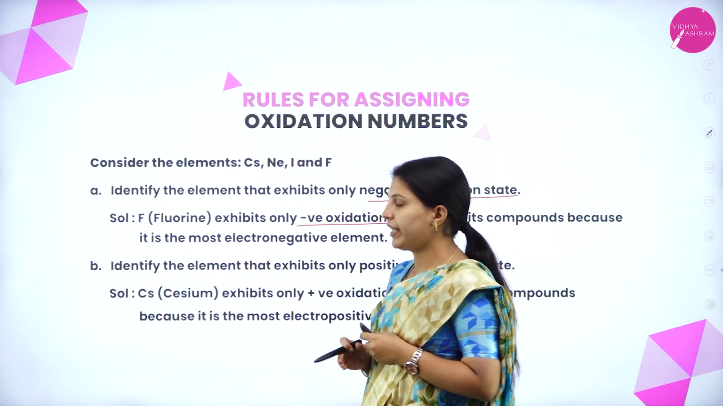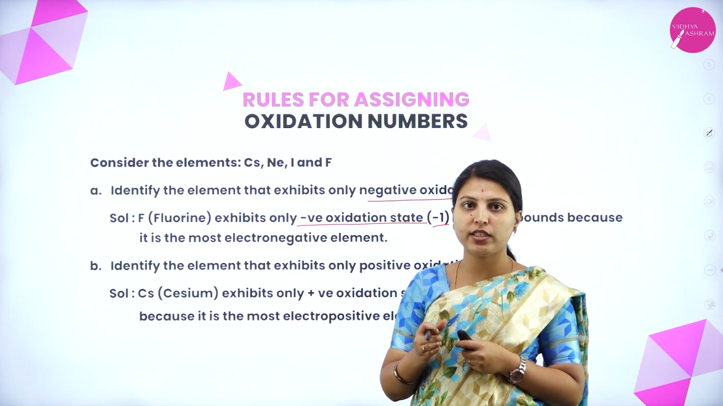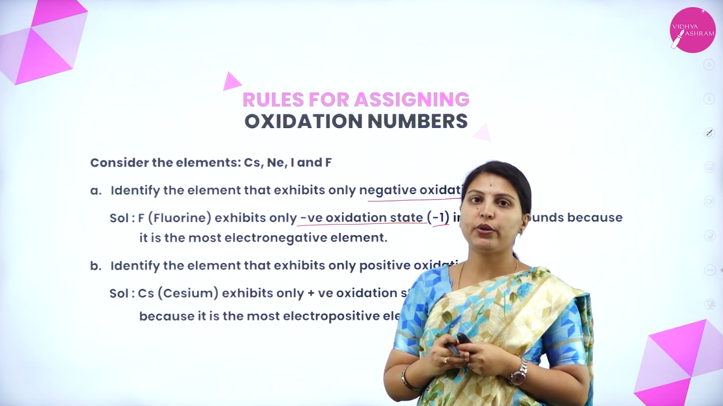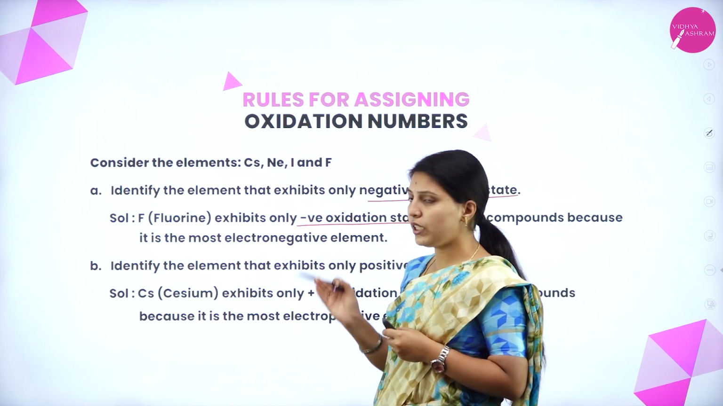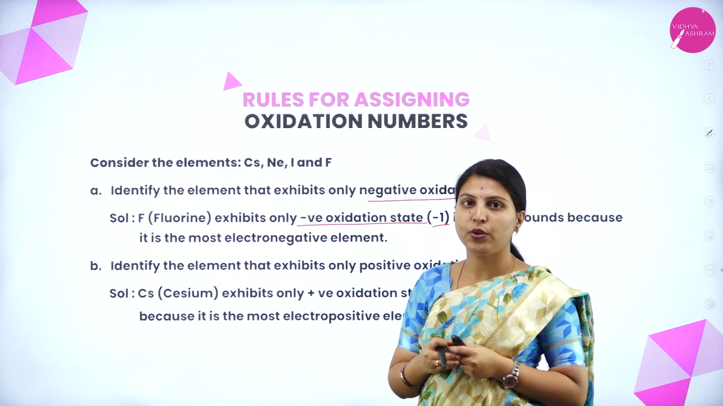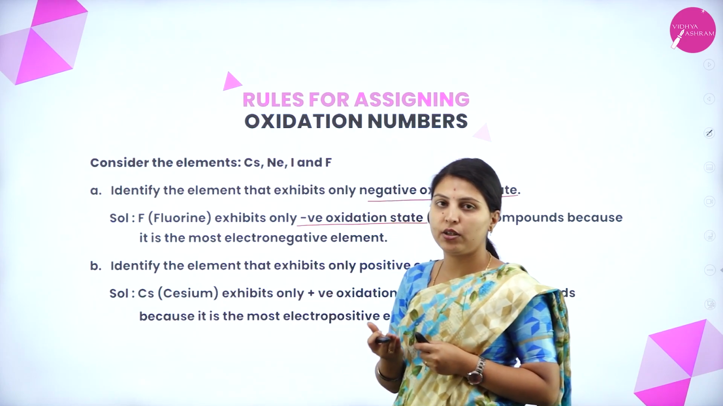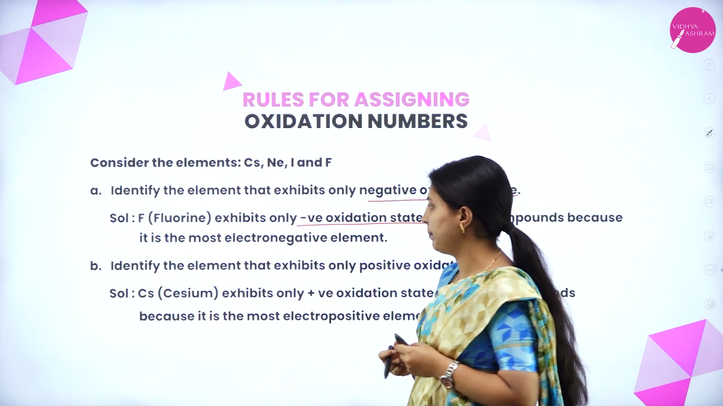the most electronegative element. In the rules for assigning oxidation number we have also read that for halogens, usually being more electronegative atoms, it will have a negative oxidation number, that is minus 1. Among these, fluorine will be the most electronegative, so it will have minus 1.